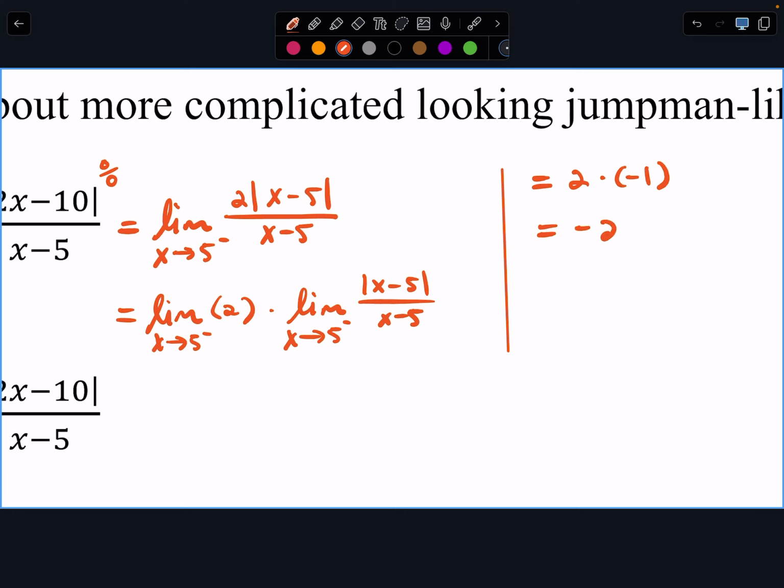The other approach you could use when you're dealing with Jumpman and it's been shifted is, oh, I can choose a test value to the left of 5. Like if you were to plug in 4 here, wouldn't you end up with -1? Just another strategy. Or just think Jumpman shifted.